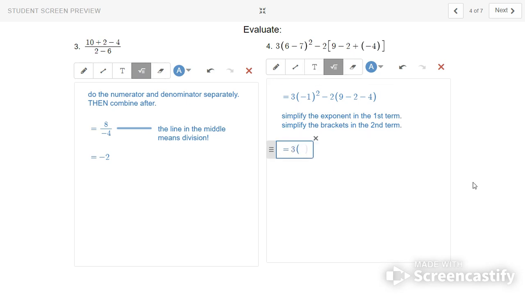Right, so 3 times -1 times -1, that's a positive 1, minus 2 times 9 take away 2 is 7, 7 take away 4, that's 3. Now what we have remaining are multiplication for each of the terms. So 3 take away 6, and finally we're going to subtract. 3 take away 6 is -3.